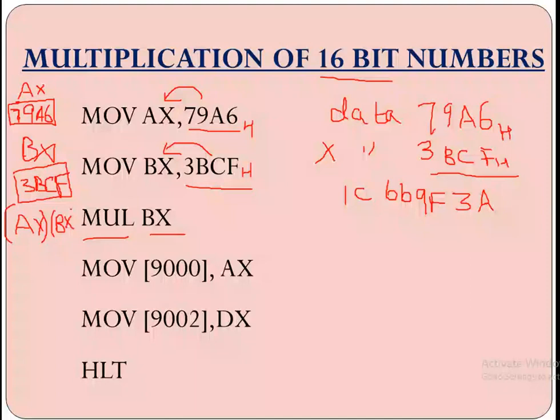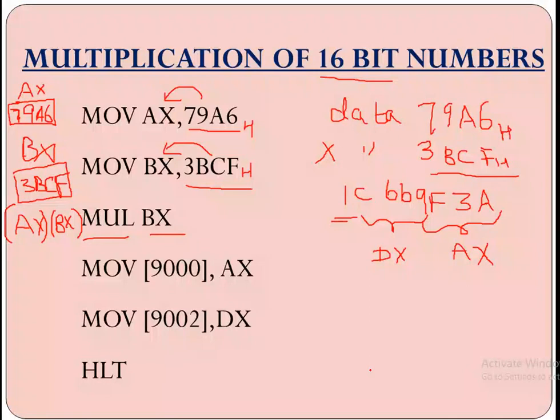If the answer is only 16-bit, it will be stored in the accumulator. But I have taken two 16-bit numbers, and the accumulator is only 16-bit. So the lower 4 hexadecimal digits, the first 16 bits, will be stored in AX and the next 16 bits will be stored in DX. This happens automatically when you multiply.